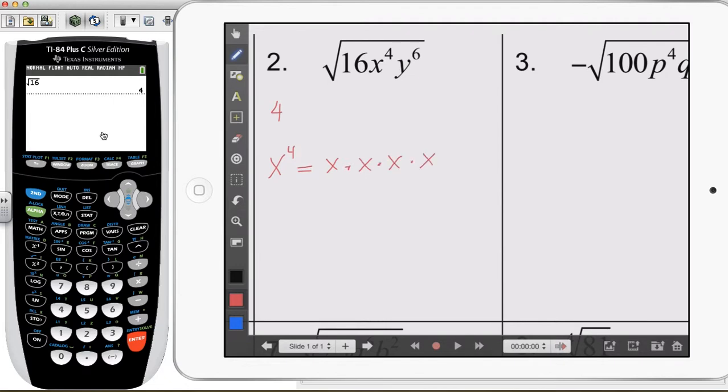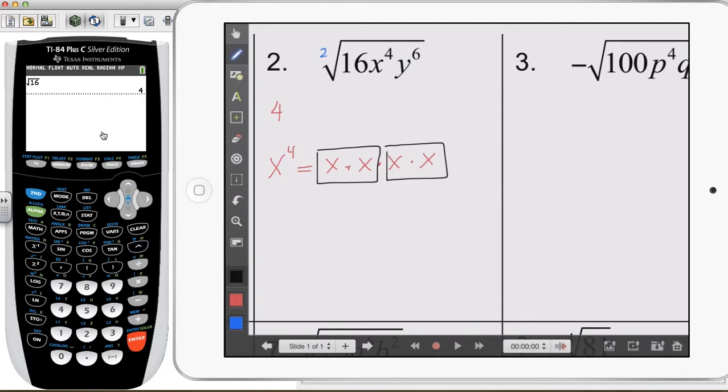Okay? It's x times x times x times x. Since the index over here, we know, even though it's not written, is 2. This is a square root. Then anything in groups of 2 will leave the radical. So I have one group of 2 x's and another pair of x's.